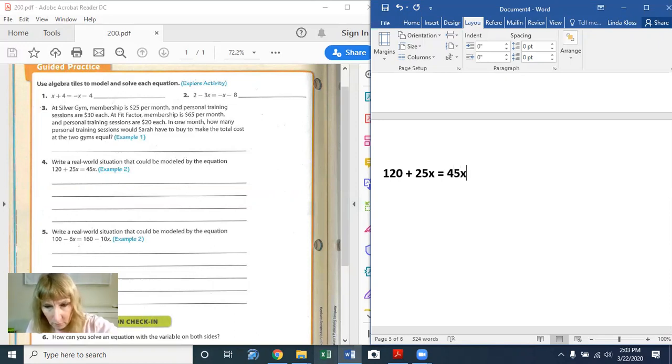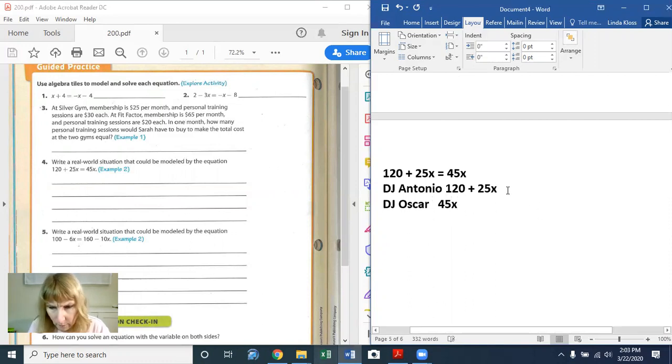What I'd like to do for this one is I'm going to say that we have DJ Antonio and DJ Oscar. Okay, and they both have different rates. So this first one, DJ Antonio, is going to be represented by 120 plus 25x. DJ Oscar is going to be represented by 45x. So we have to come up with a situation. This 25x is some kind of a rate, and this 120 is some kind of a flat fee.